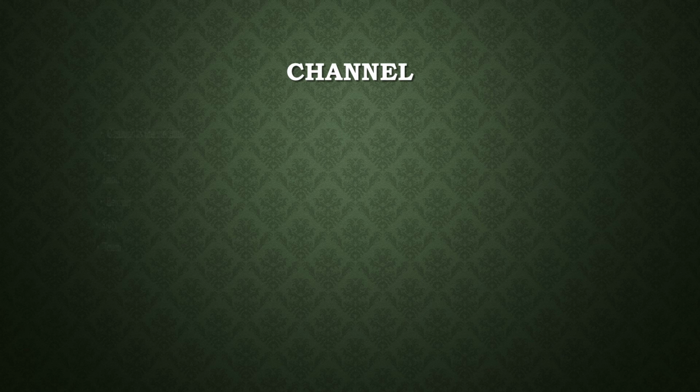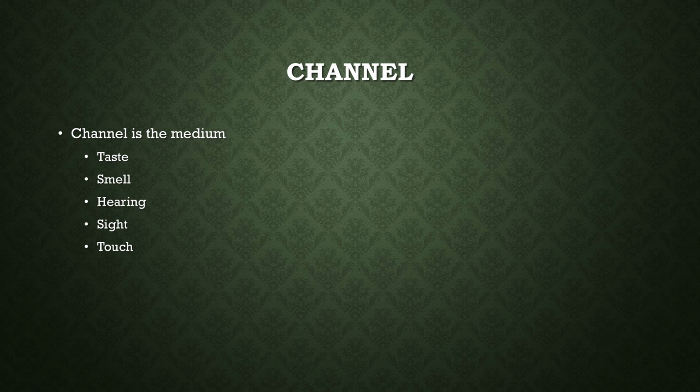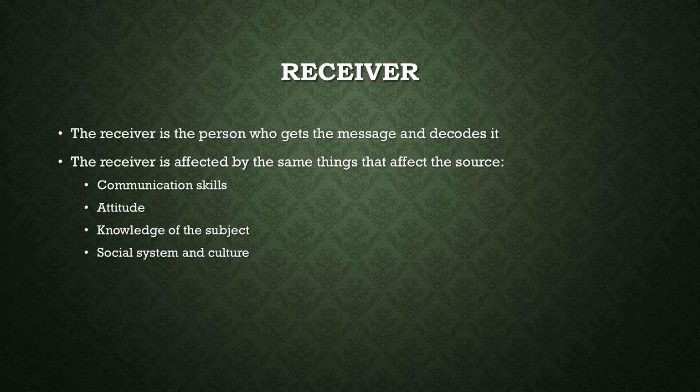The channel is the medium used to send the message and includes the 5 senses: taste, smell, hearing, sight, and touch. The receiver is the person who gets the message and decodes it. The receiver and the source share the same things that affect them: communication skills, attitude, knowledge of the subject, and social system and culture.